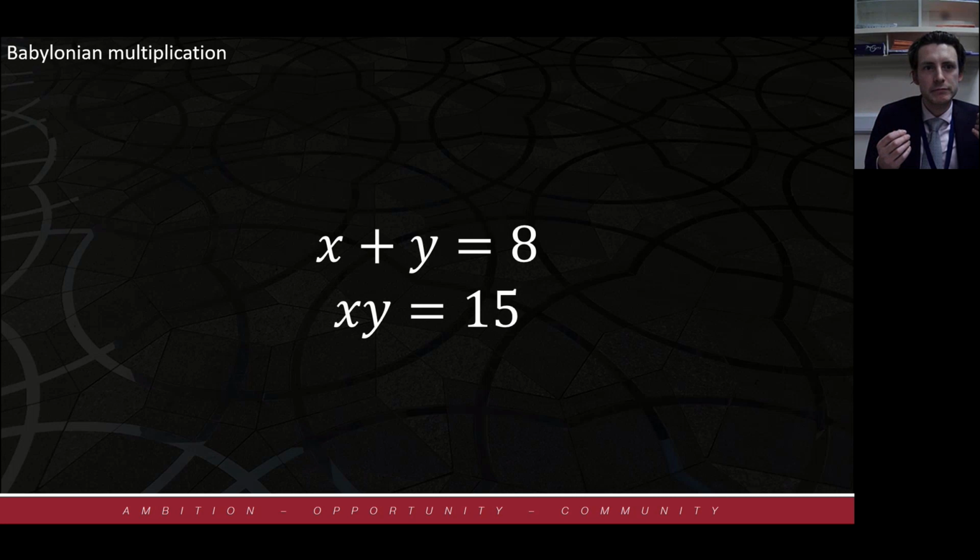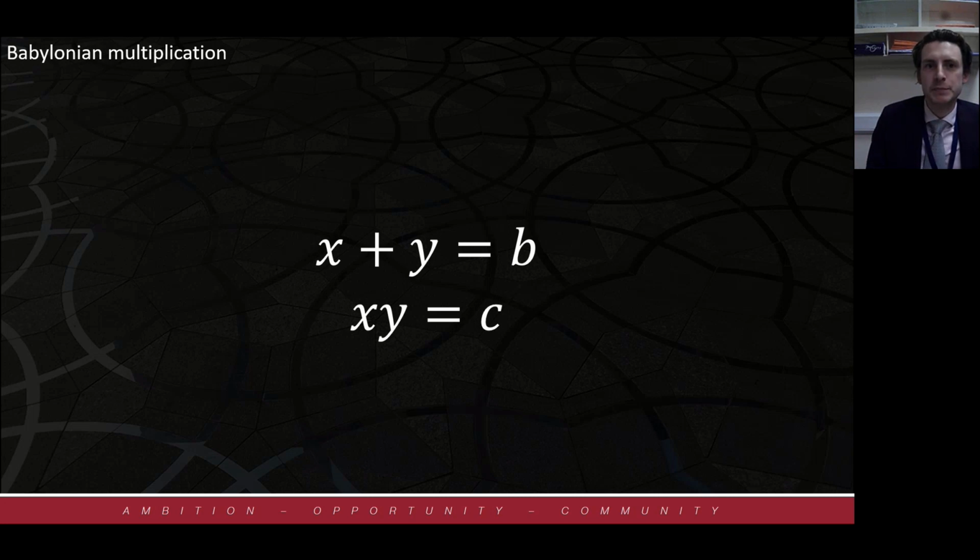X plus y is 8, x times y is 15, find x and y. Now, I've picked easy numbers again so that we can see that one solution of this would be 3 plus 5 is 8 and 3 times 5 is 15. But obviously the Babylonians want to solve this problem in general. They want to know if x plus y is b and x times y is c, how do I find out x and y? And if we were to spend a little bit more time talking about this, we could go into the detail of how they used that information to figure out what was going on.